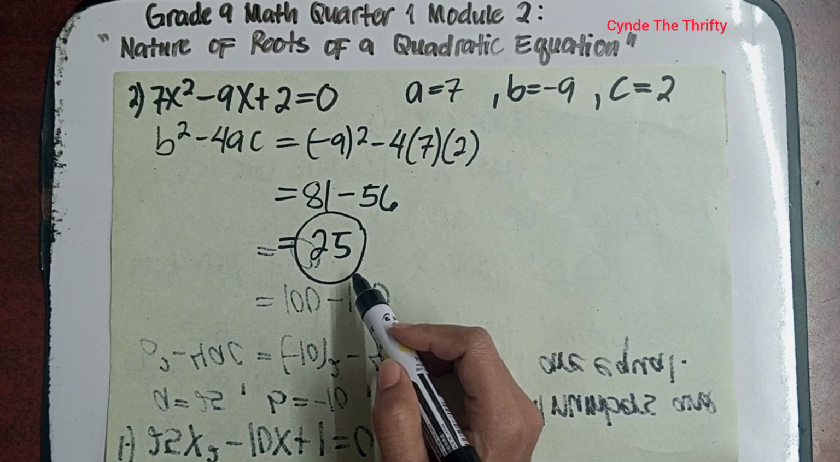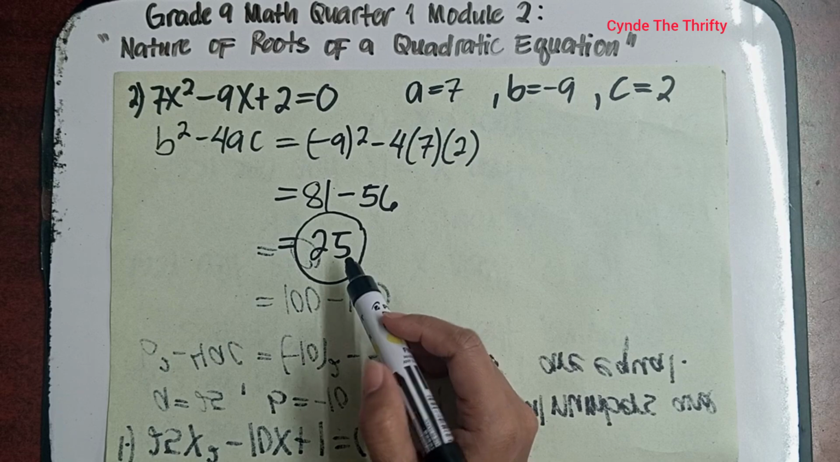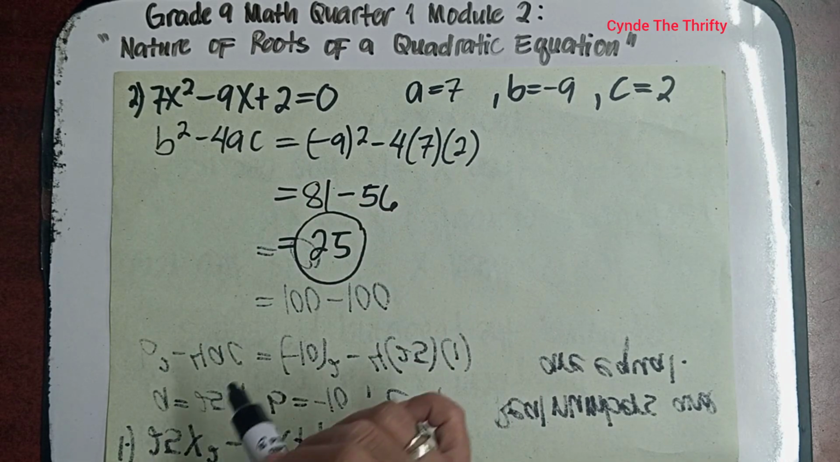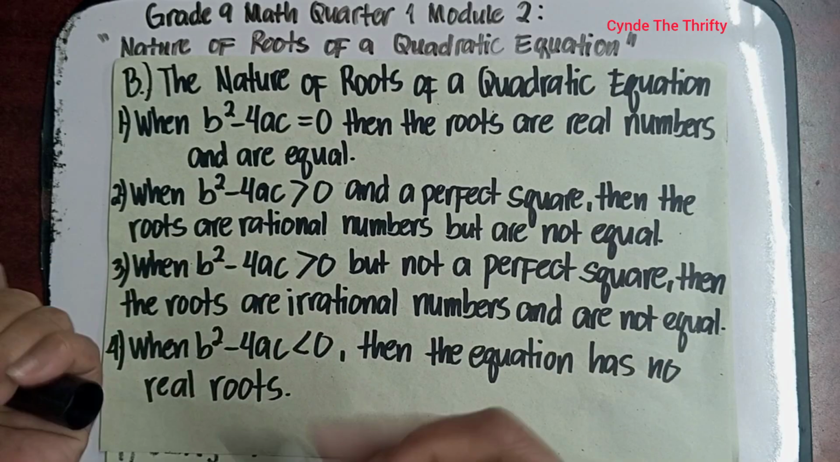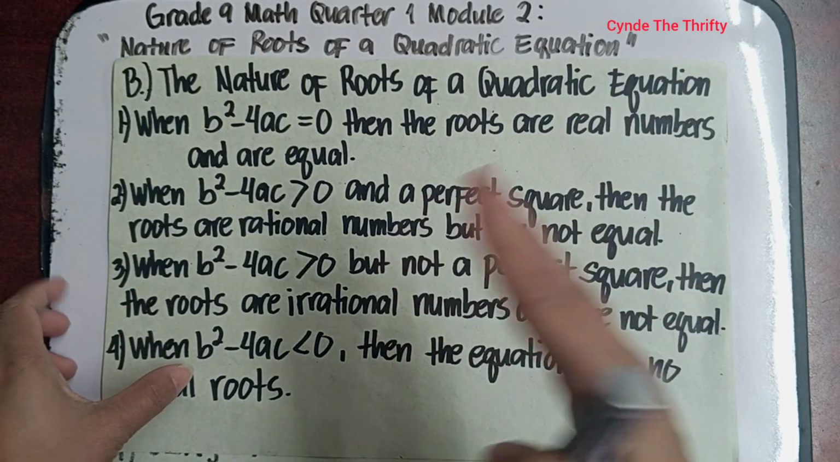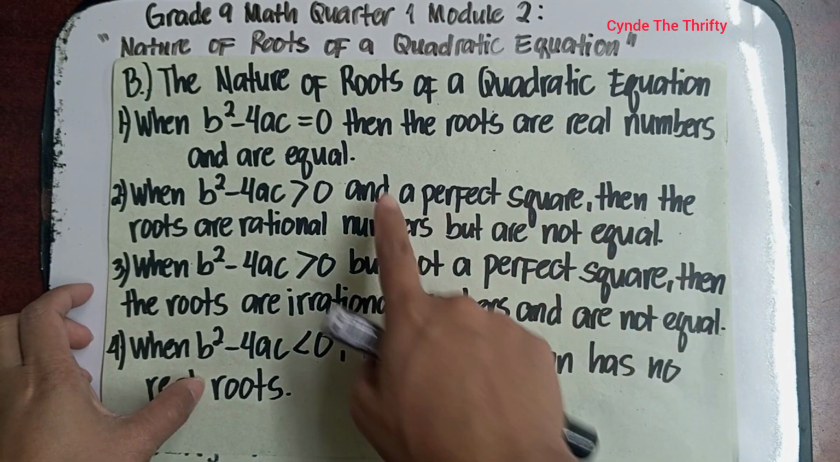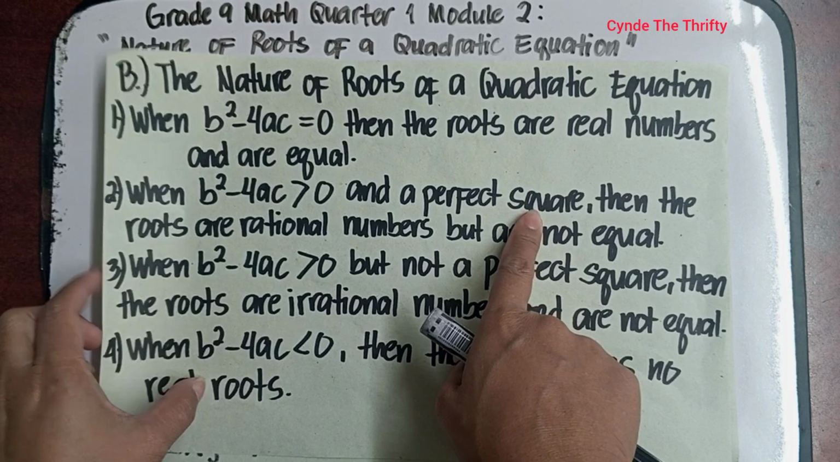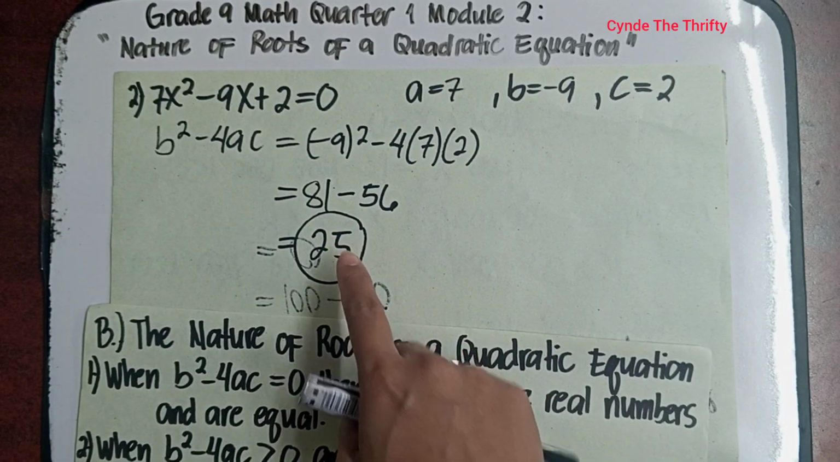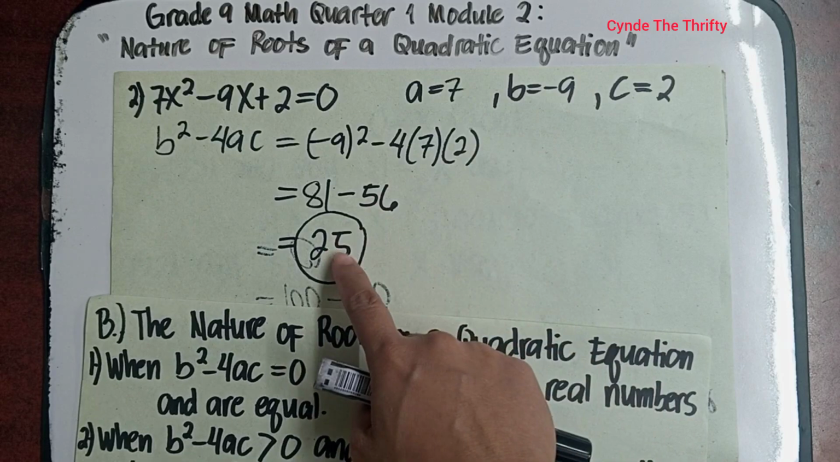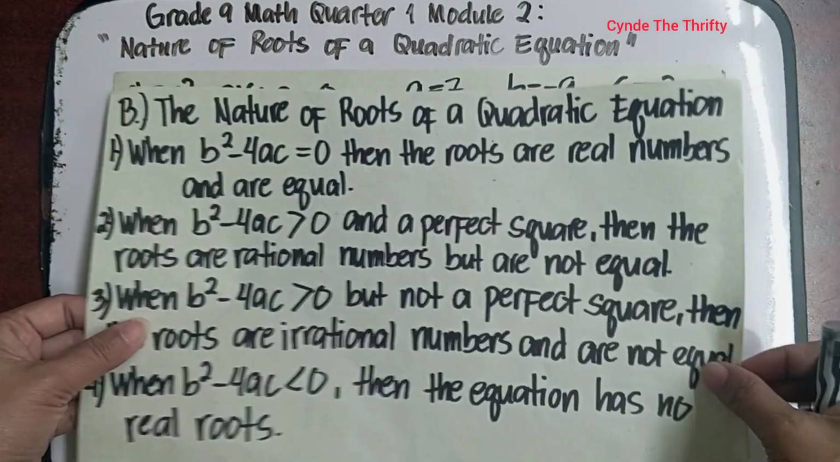Now, i-describe natin ang nature of roots ng ating quadratic equation. Okay, so saan ba siya dito sa ating nature of roots, si 25? Si 25 is greater than 0 and a perfect square. Kasi perfect square si 25 kasi ang square root ni 25 is 5. Or 5 times 5 is equal to 25. So, perfect square siya. Okay, so dito tayo.